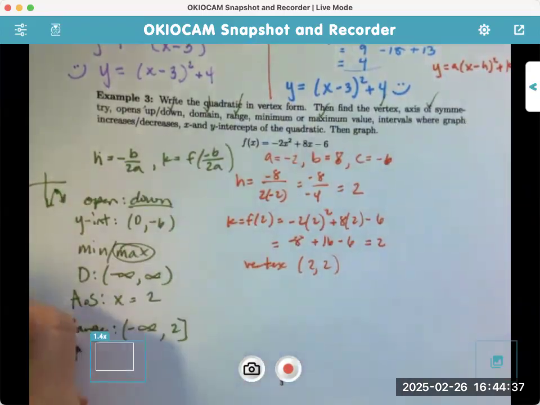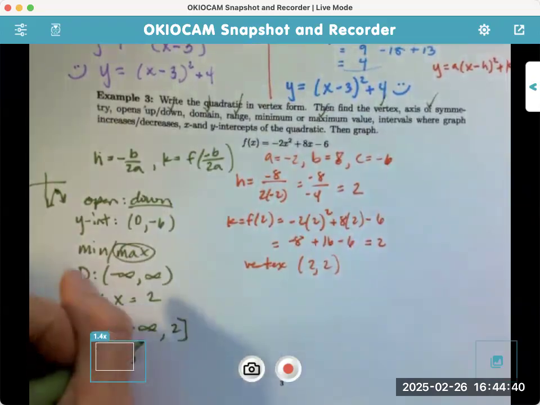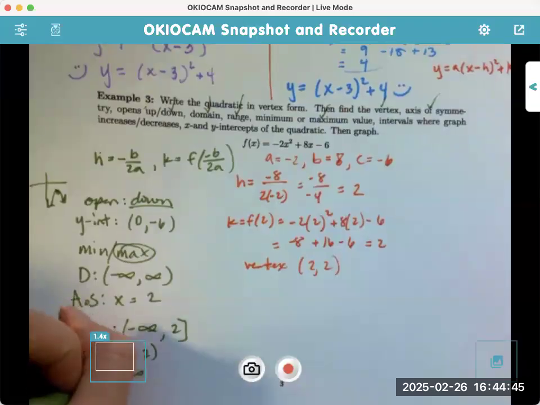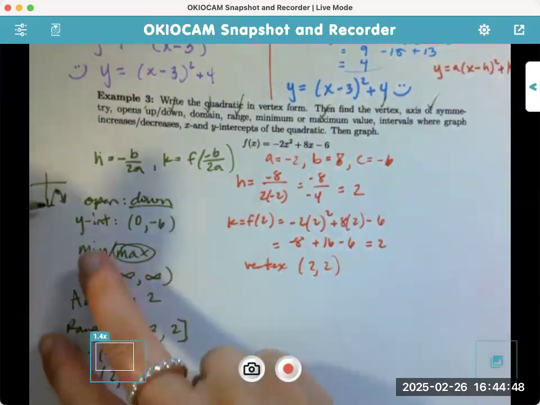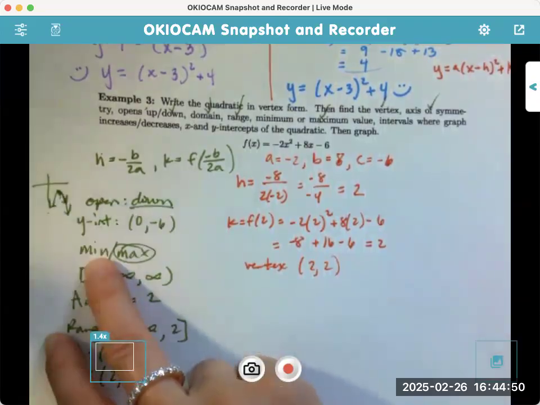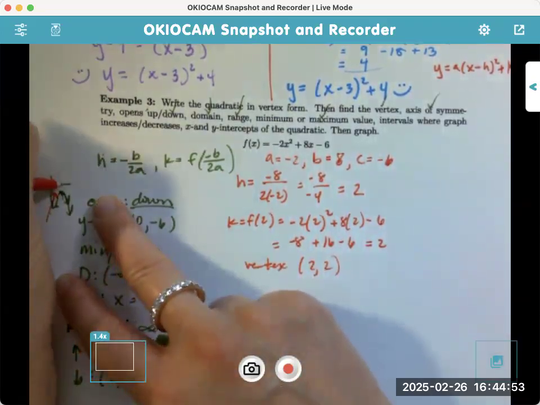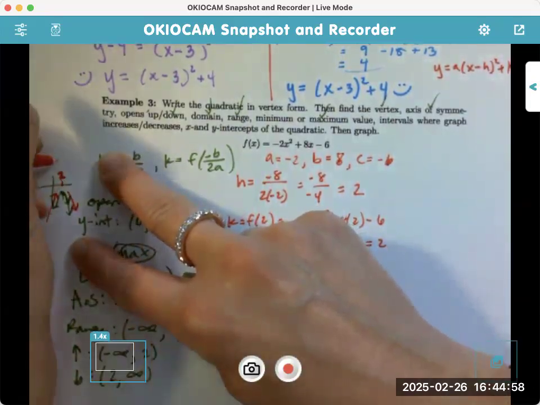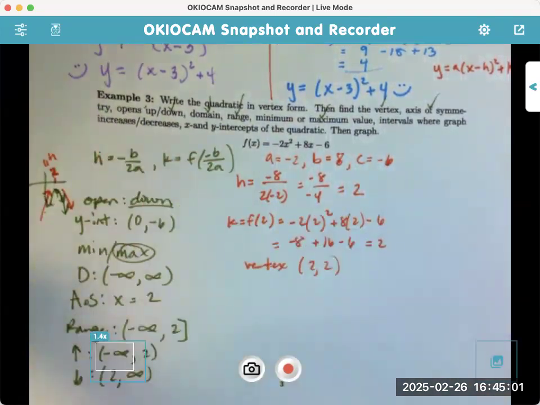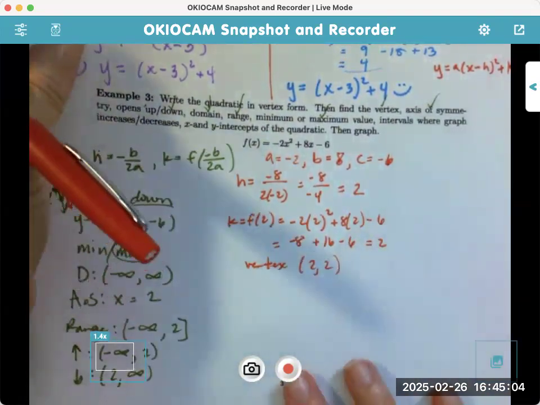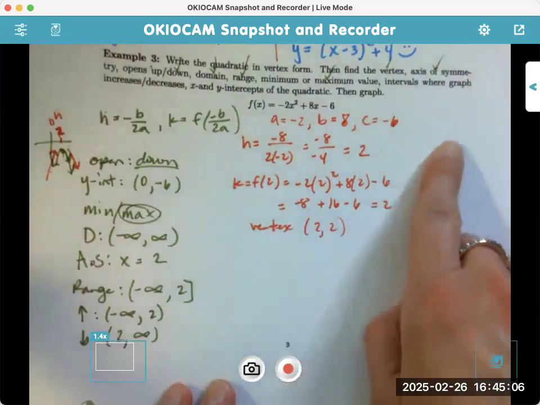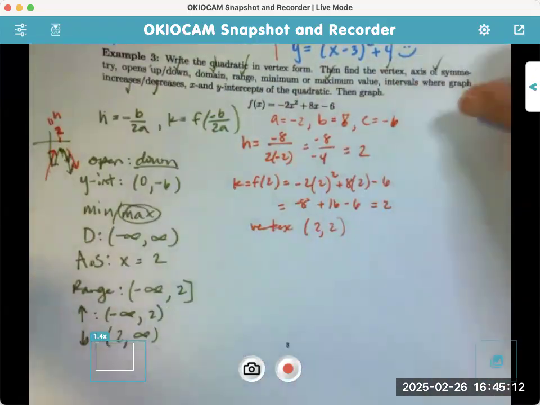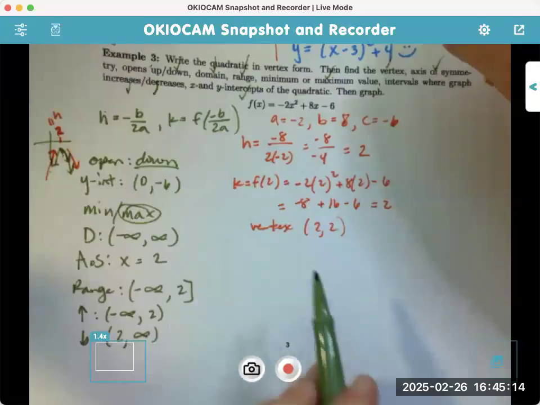We can do increasing from negative infinity to 2 and decreasing from 2 to infinity. Again, because we open down, I know that we are increasing, here's 2, and then decreasing. And our change happens at the h value, at 2. Oh, sorry, I'm in the little weird box. Pardon me. Okay, intervals, increasing, decreasing. Yep, go us. All right, x and y intercepts. Oh, we did the y-intercept. Yes.